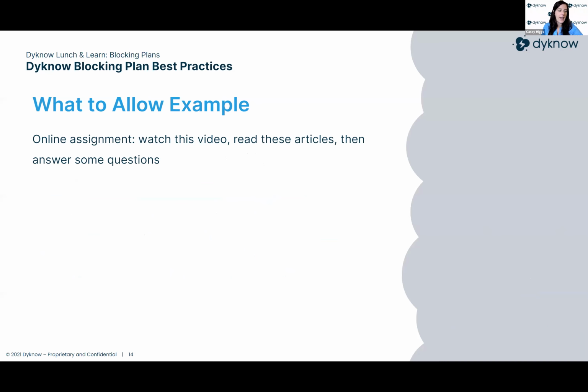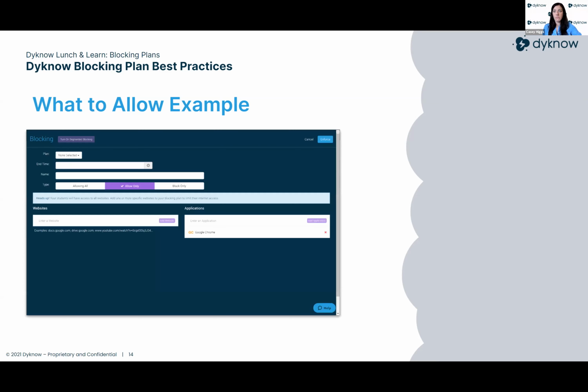So let's say, again, I'm creating an allow only blocking plan. For this example, though, it's just a generic online assignment for my students. They need to get to the LMS, watch this video, read some articles, answer some questions, etc. So what would I do? Well, to start the assignment, students need to get to the LMS, because that's where we're going to get all the instructions that I've given them, the necessary links to all these videos, etc. Well, how do they get to the LMS though? A web browser. So that's the first thing I need to allow. You can see here, I've added Google Chrome as the application to my blocking plan.